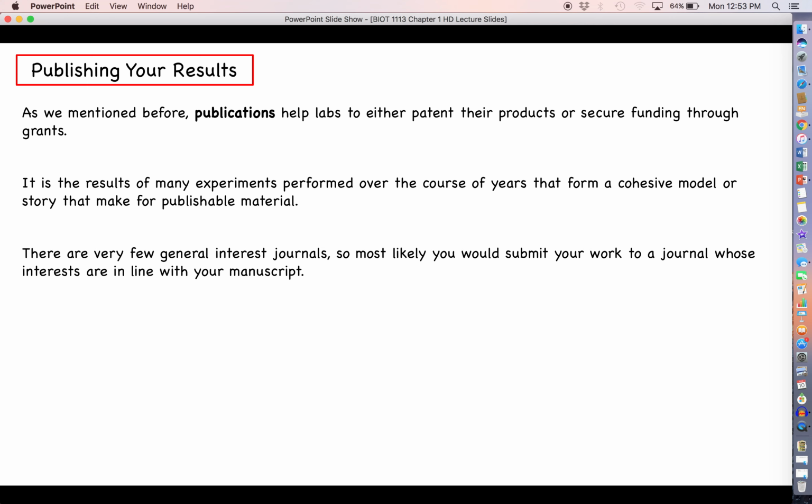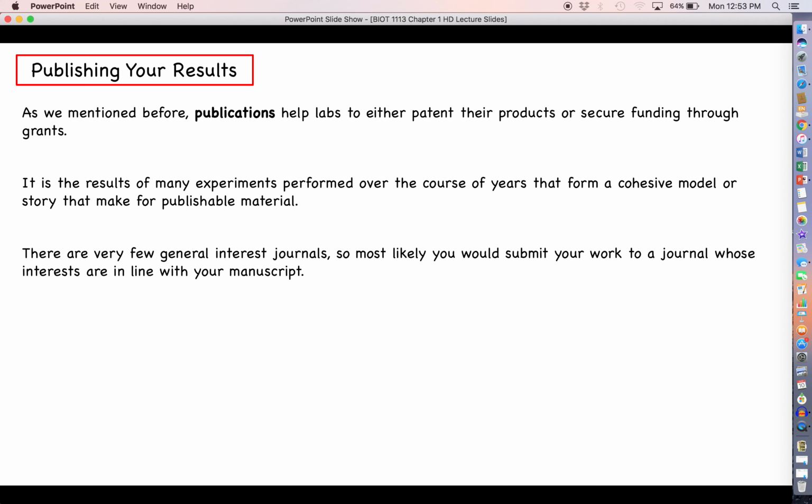So it turns out there are very few general interest journals. There's Nature, there's Science, there's Cell, but that's about it. Those are really the only general interest journals that I can think of off the top of my head. Most journals are going to be very specific or esoteric. So most likely you would submit your work to a journal whose interests are in line with your manuscript.